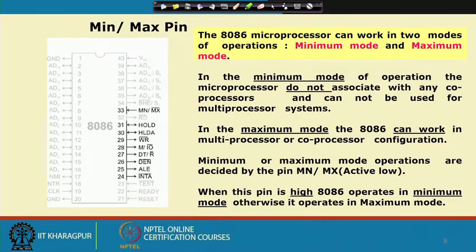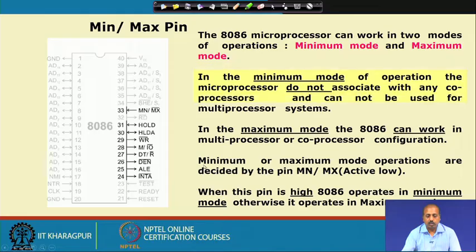Okay. So, here in the 8086 itself is the sole master of the whole system. The maximum mode of operation, so 8086 can work in multiprocessor or coprocessor configuration, and minimum or maximum mode is configured by this MN/MX bar pin. So, this MN/MX bar line being equal to 1 means it is a minimum mode, and equal to 0 means it is a maximum mode of operation.